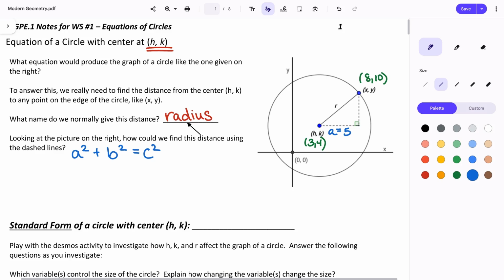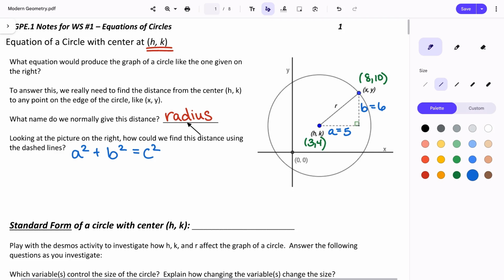What would this side be? We'll call it b, because I'm thinking about the Pythagorean theorem. What would this be? A number? 6. 6. Because what are you doing? Going up from 4 to 10. Could you also just do a quick subtraction? 10 minus 4, 8 minus 3 gives me my 6 and my 5. Okay, so I could also think about subtracting here.